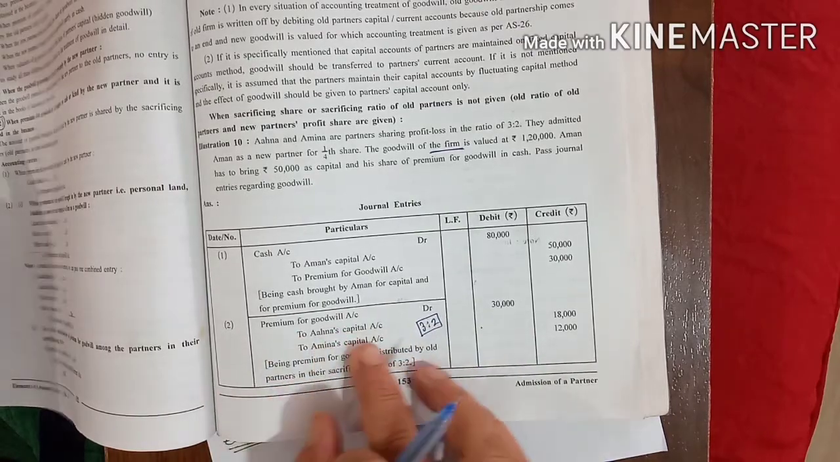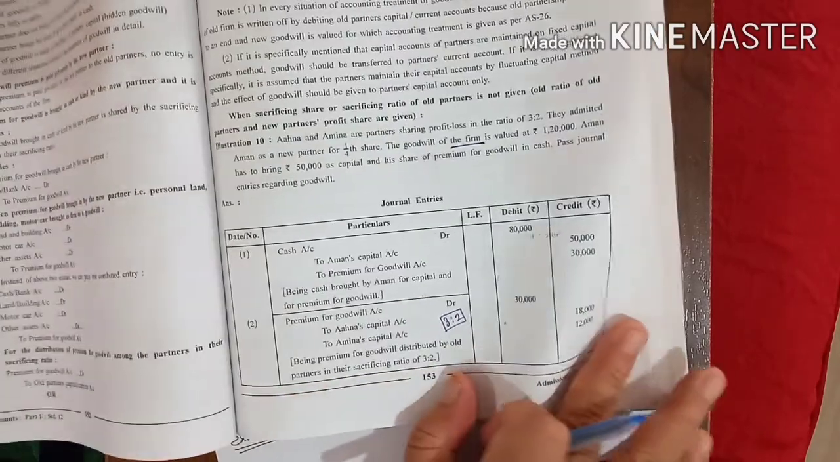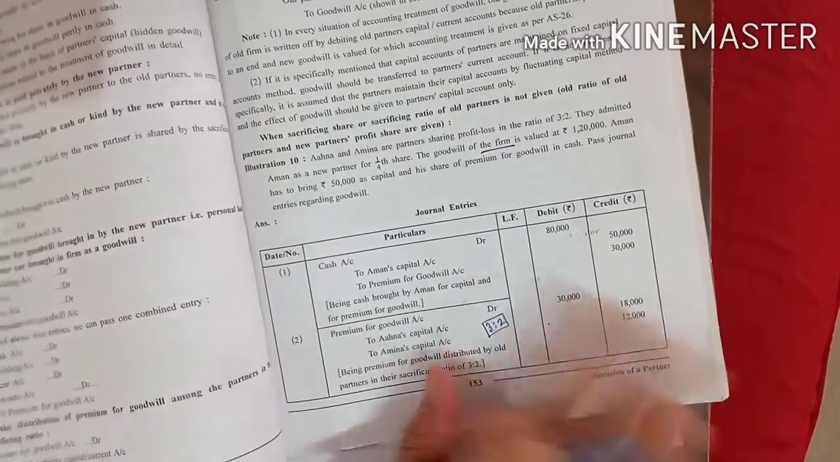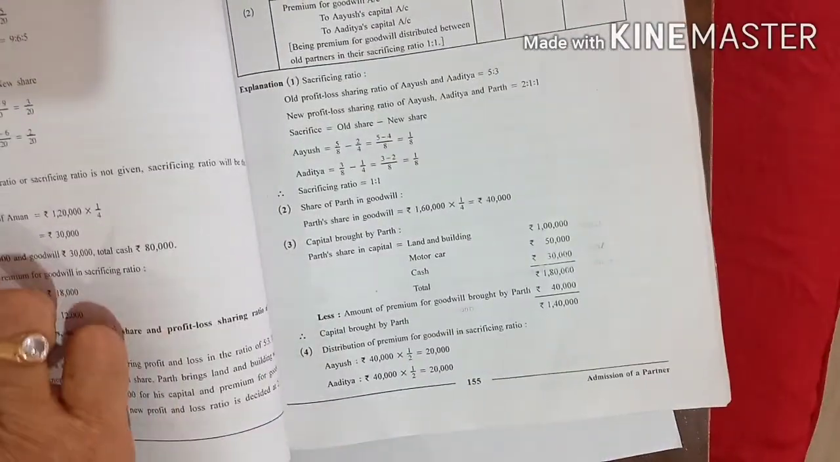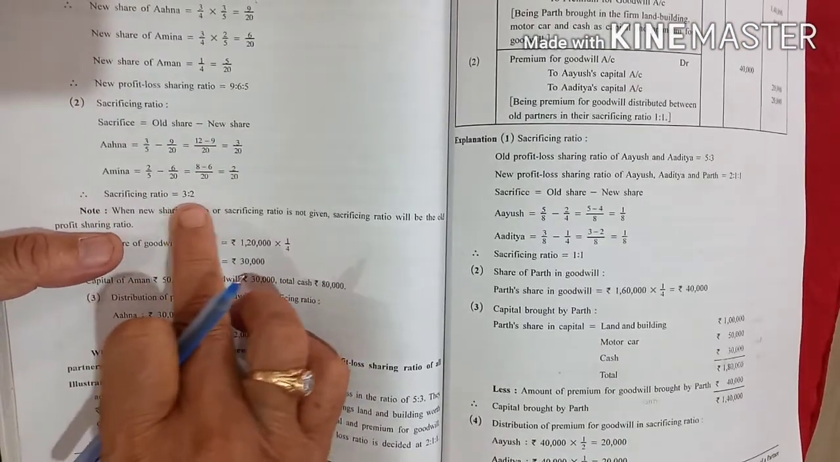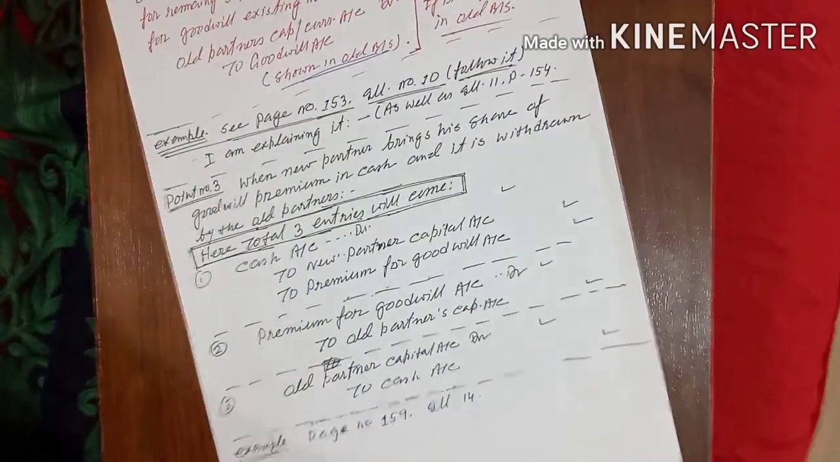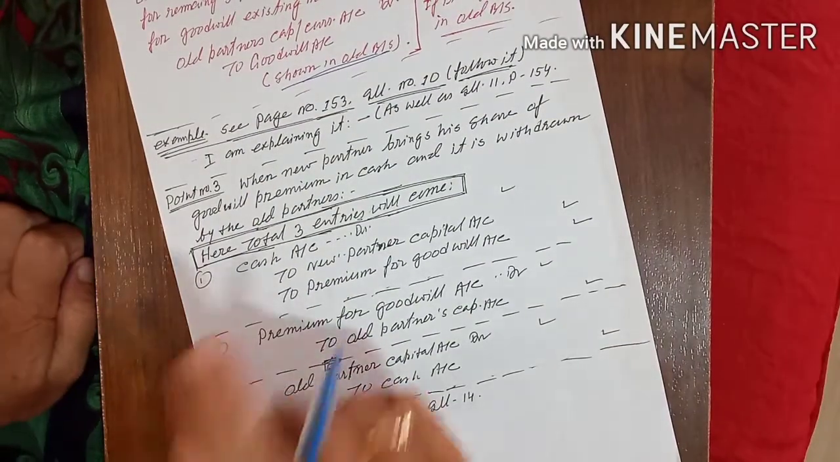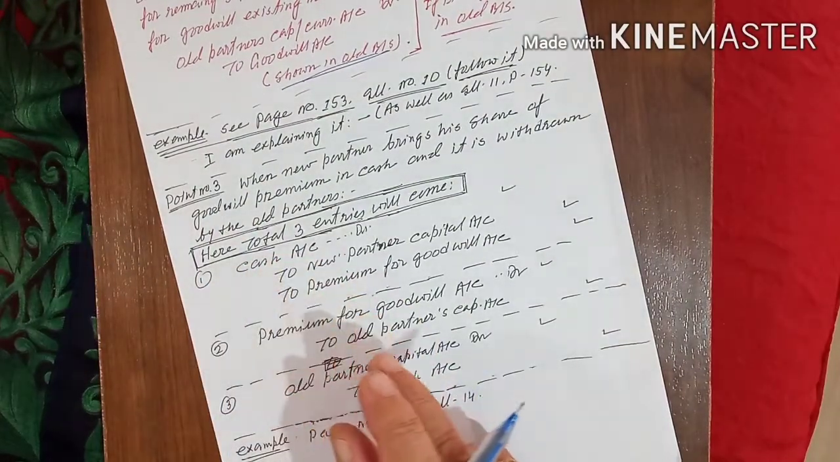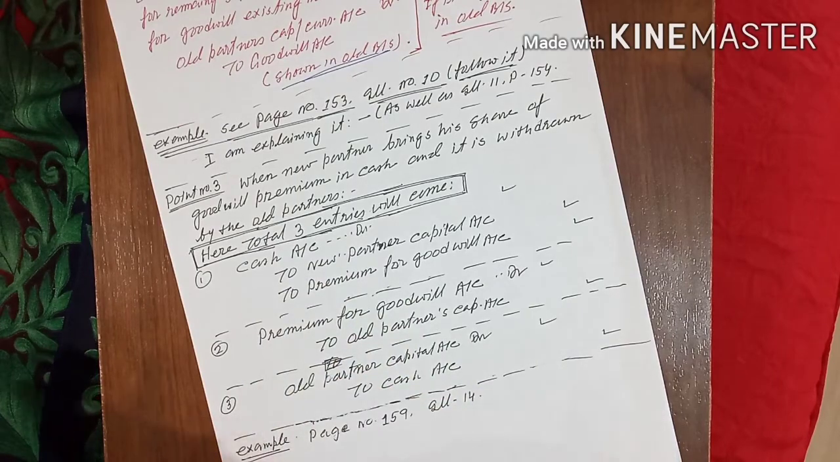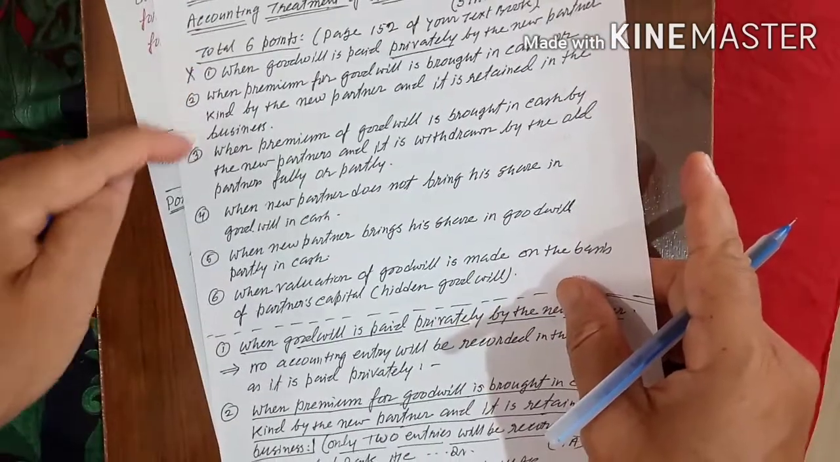This is the premium for goodwill account debit to old partner's capital account. The sacrificing ratio is already there in your textbook, and all of you know how to calculate it, so I am not going to explain that one. This is the second step of the 6 steps I told you.